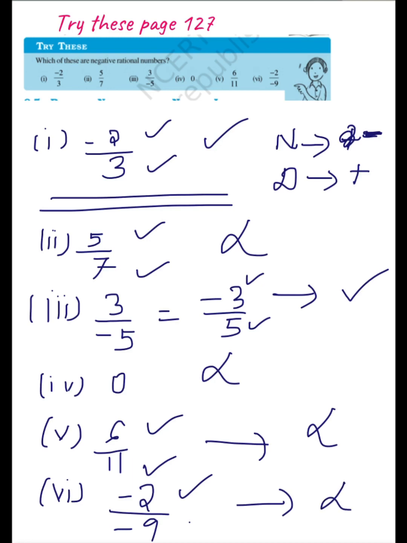Okay, so our options are 1 and 3. Only 1 and 3 are negative rational numbers.